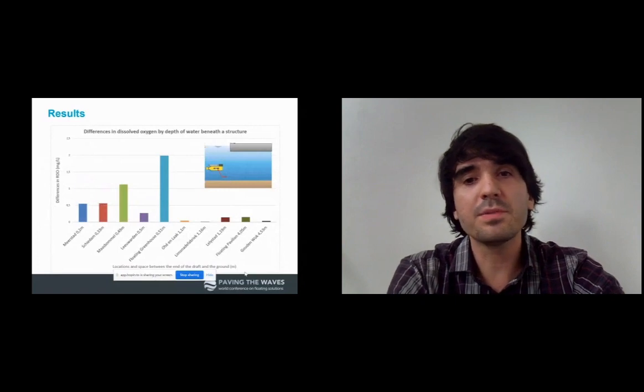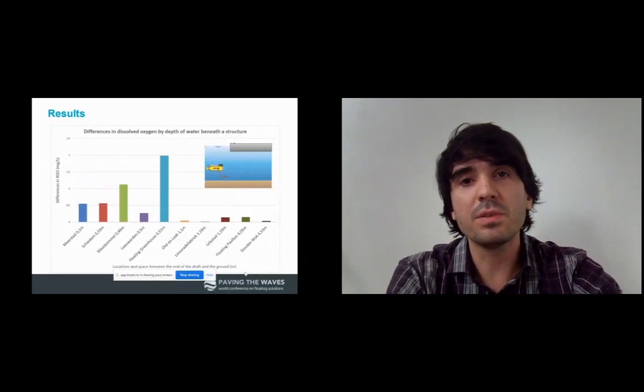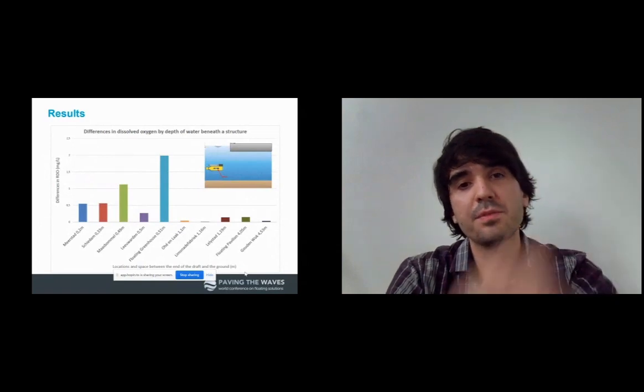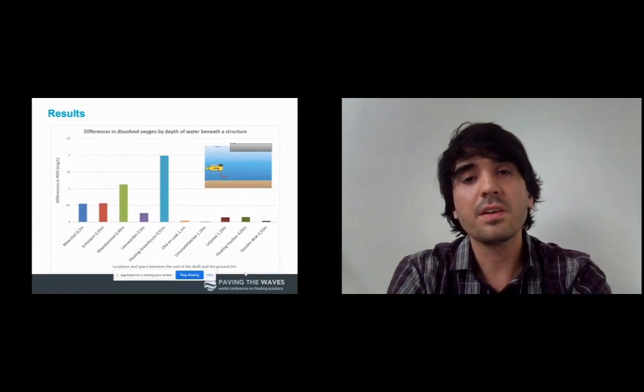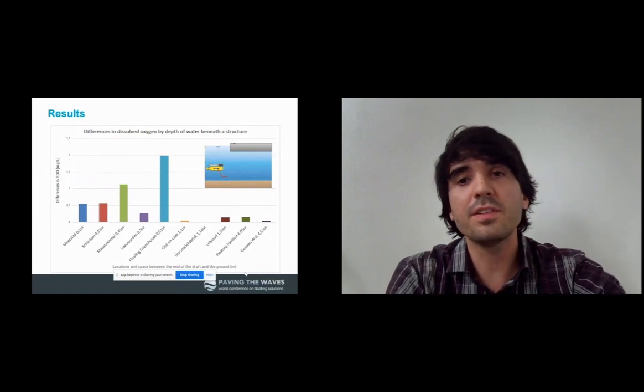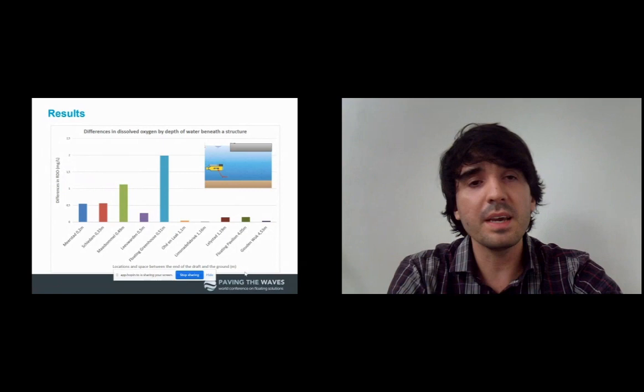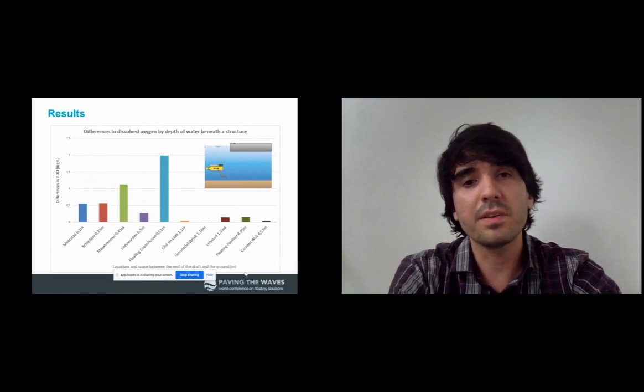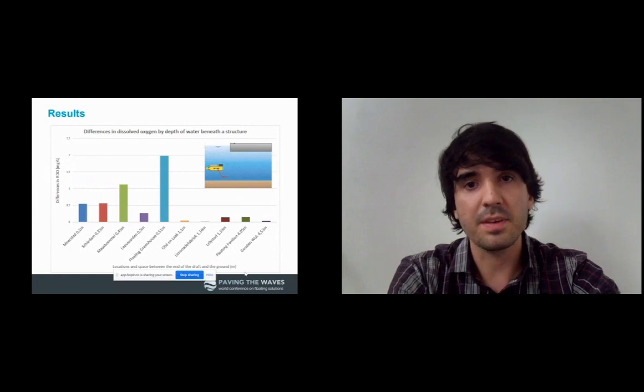So we did different types of analysis, also trying to see if the amount of space under the platform had an influence on the differences. And most of the results are quite varying a lot from place to place. So that's one of the findings.